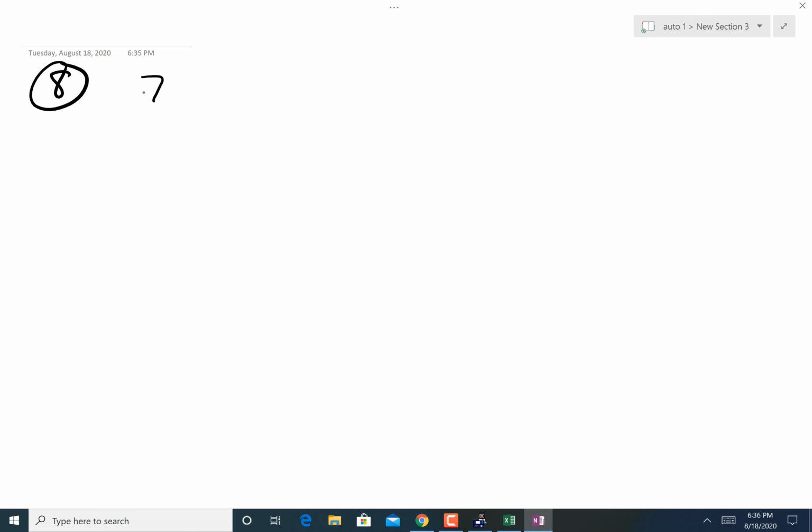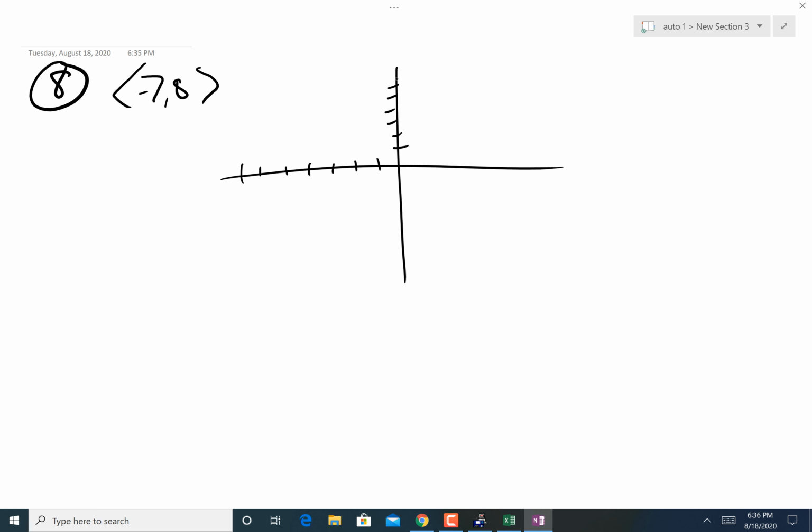Here's a vector, -7, 8. Typically we write them like this instead of the way they did it there. It's kind of annoying. What's the angle between that and the x-axis? Well, -7, 1, 2, 3, 4, 5, 6, 7. 1, 2, 3, 4, 5, 6, 7, 8. We're talking about this vector here. We want this angle here.